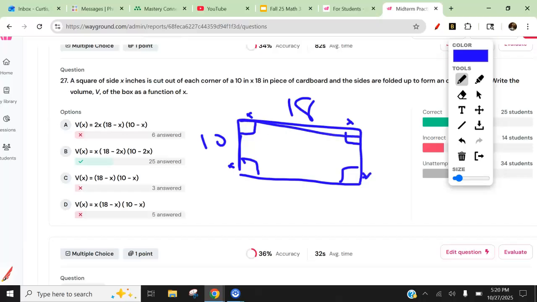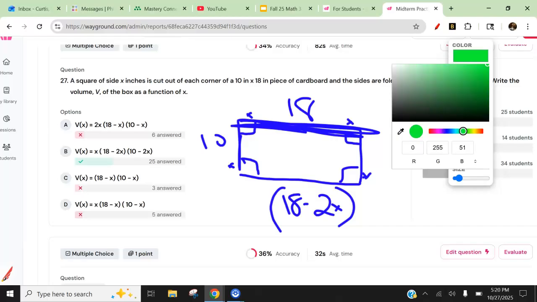So anyways, how long is the top right now? Well, it'd be 18 minus the 2 x's. The sides would be 10 minus the 2 x's. Again, where am I getting the x's at? Like you have an x here and an x here that are being cut out.